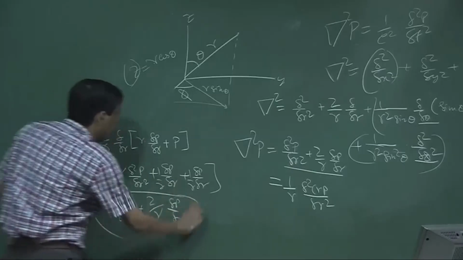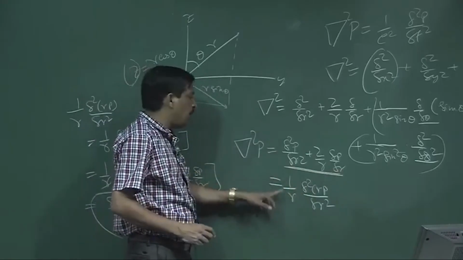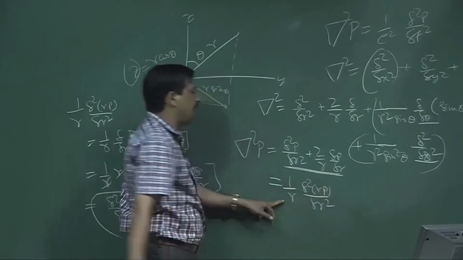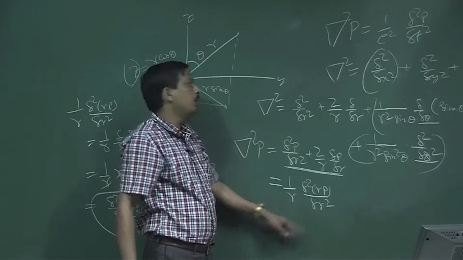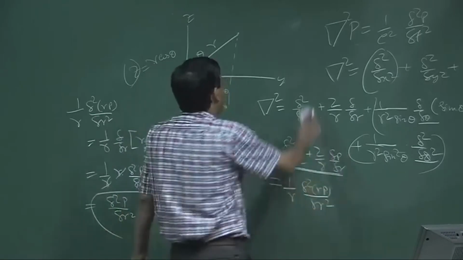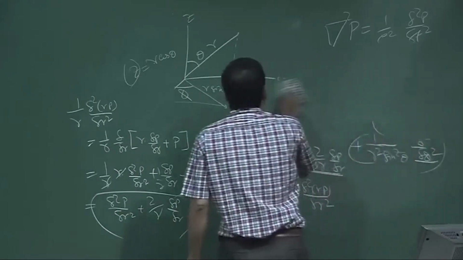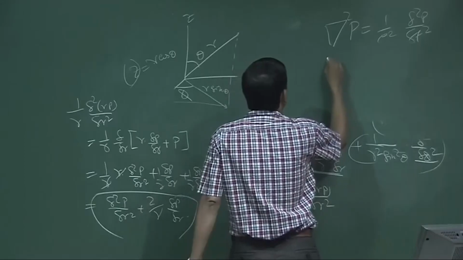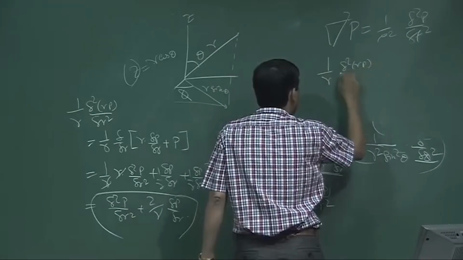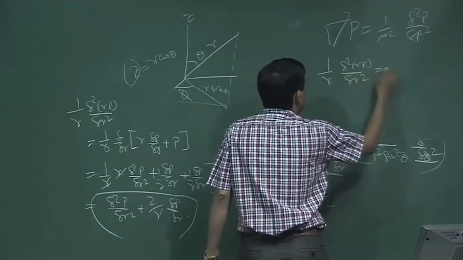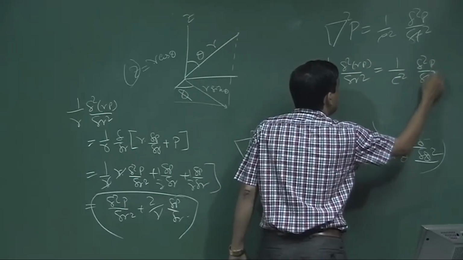So, this thing and this thing is same. So, I can write del square p is nothing but 1 by r del square rp divided by del r square. Okay. So, in my acoustic wave equation, I just put this value in here. In case of spherical wave propagation, it becomes 1 by r del square rp divided by del r square is equal to 1 by c square del square p by del t square.